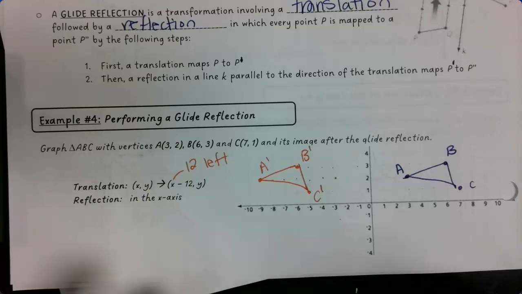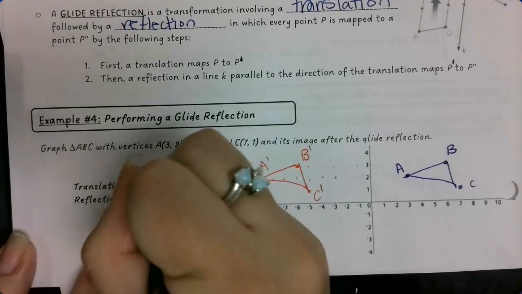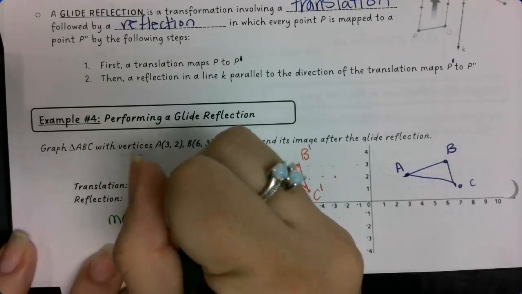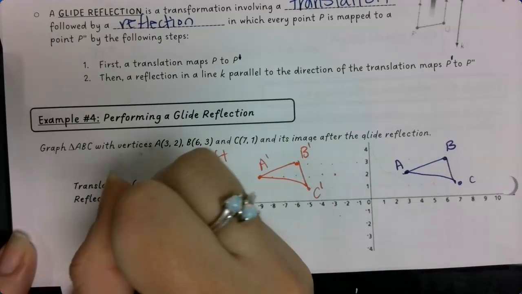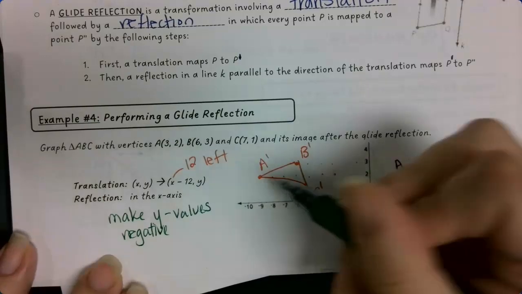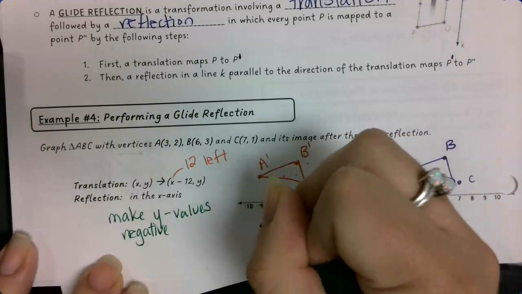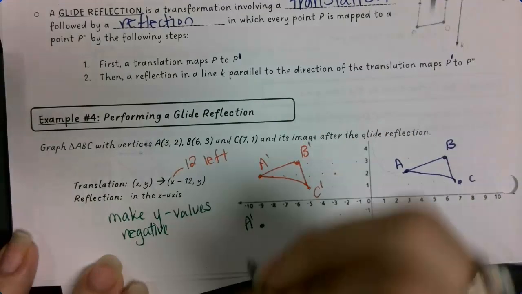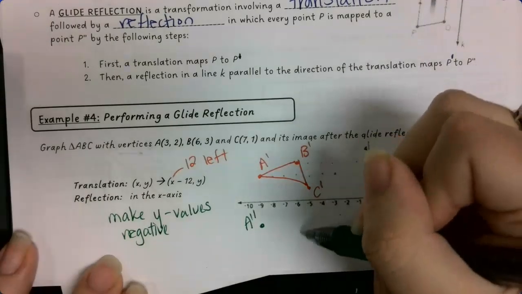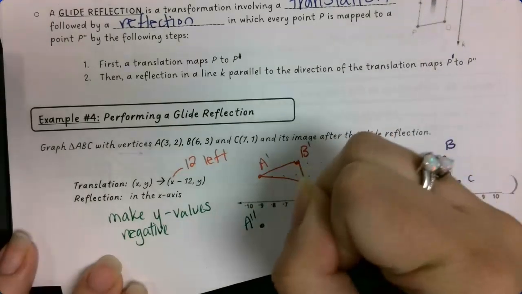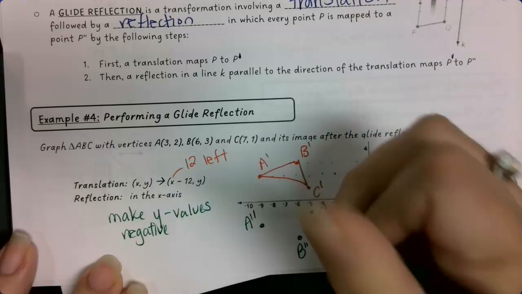And then my next step is the reflection in the x-axis. This means make my y values negative. So over here on A, my y value is a positive 2. So then I'm going to go down 2. And then it's going to turn into A double prime. My B is up 3, so I'm going to go down 3. And my C is up 1, so I go down 1.